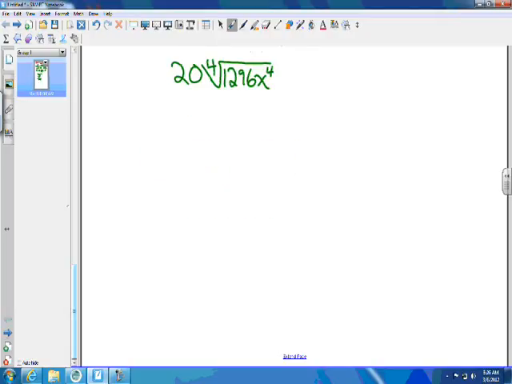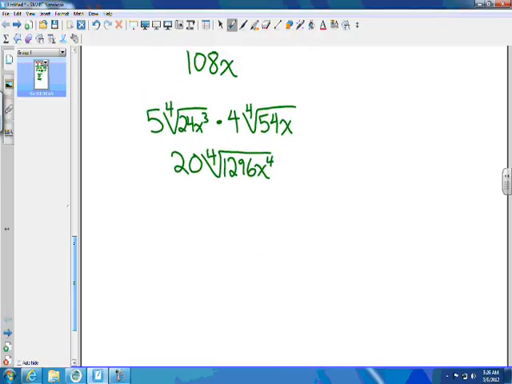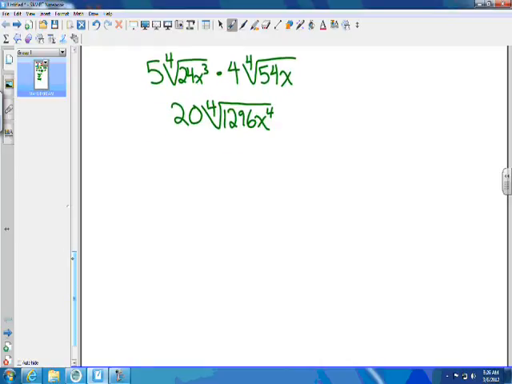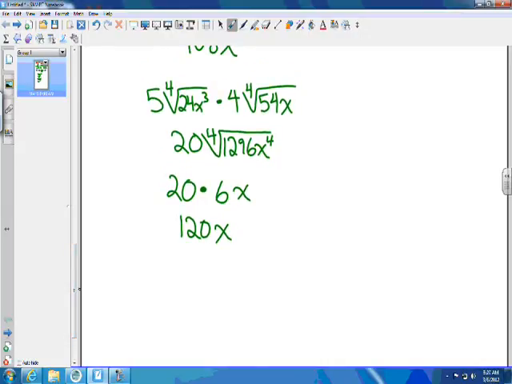And we simplify. Is 1,296 a perfect fourth, I guess? It is? Yes. What's the fourth root? 6 again? And the fourth root of x to the 4 will be x, and 20 times 6, 120x is what we would end up with for that. So I would multiply the two numbers together, both of these, combine them, and then simplify them.